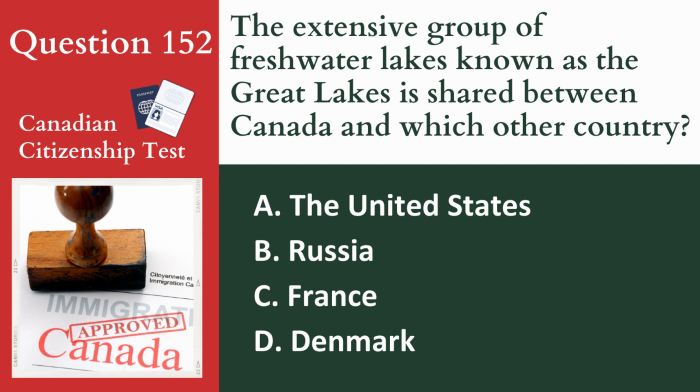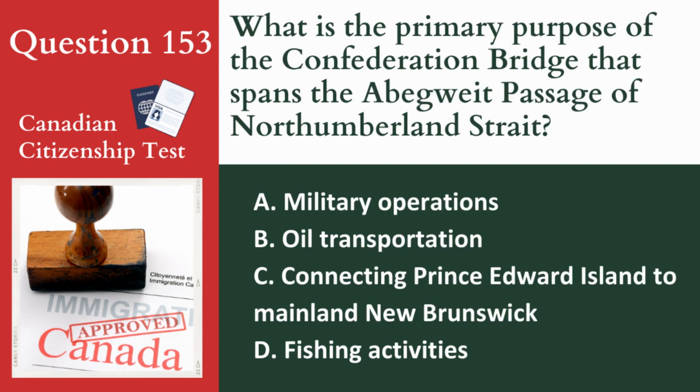Question 152. The extensive group of freshwater lakes known as the Great Lakes is shared between Canada and which other country? A. The United States. B. Russia. C. France. D. Denmark. Answer A. The United States. The Great Lakes are shared by Canada and the United States, forming the largest group of freshwater lakes on Earth by total area.